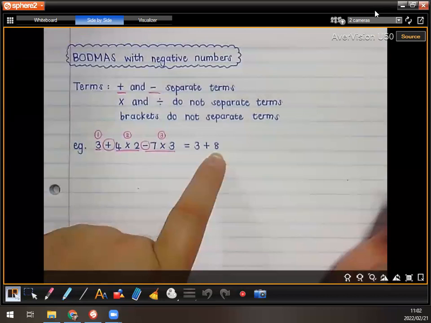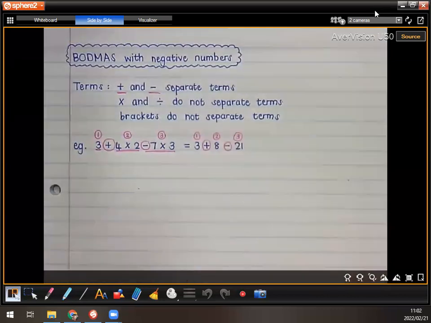Alright, so now I want to work this out. We have to calculate each term separately. So we can say equals. The first term is already one number on its own, so 3. Second term, 4 times 2? 8. So plus 8. You see that my second term, I've now actually just calculated what it is as one number. And now for the last one, negative, how much is 7 times 3? Negative 21.